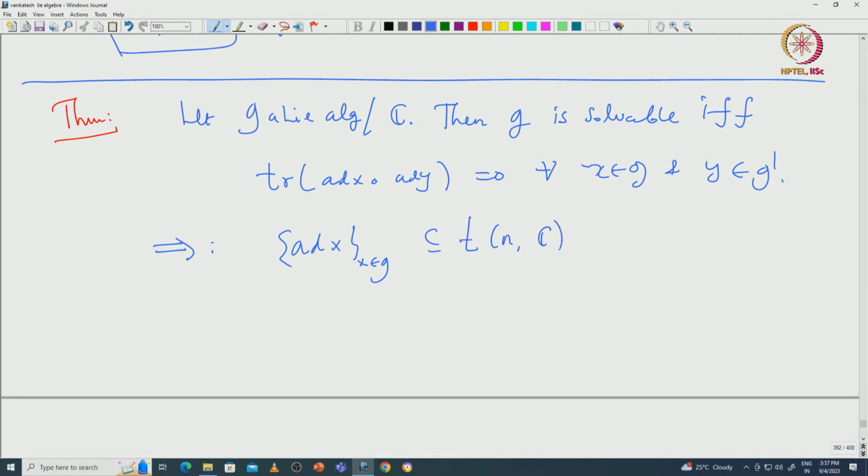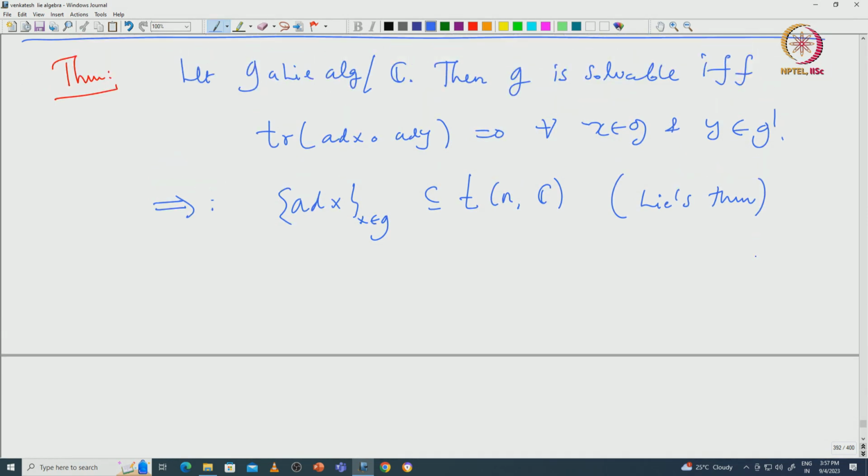Now using this information, which is just Lie's theorem, as before you can see that the trace of ad x composition ad y will be 0 for all x in G and y in G dash. This is just a consequence of Lie's theorem. For the converse, assume the trace of ad x composition ad y is 0 for all x in G and y in G dash. In particular, this is true for x and y both in G dash.